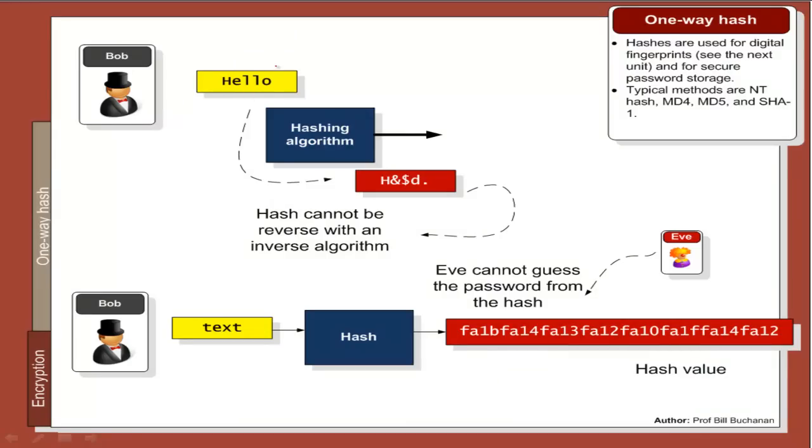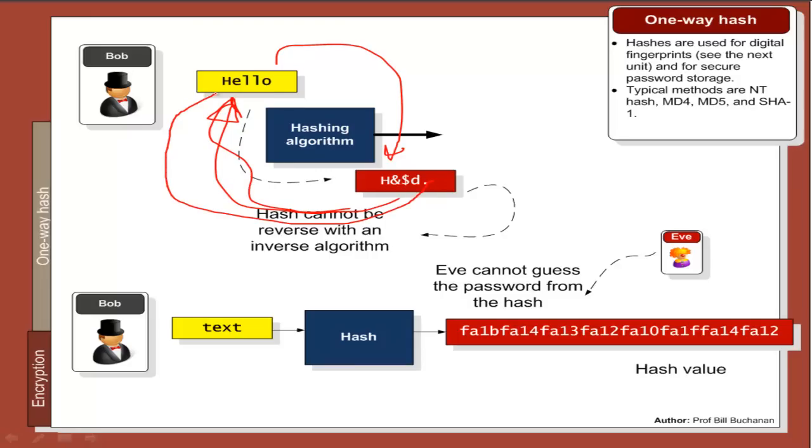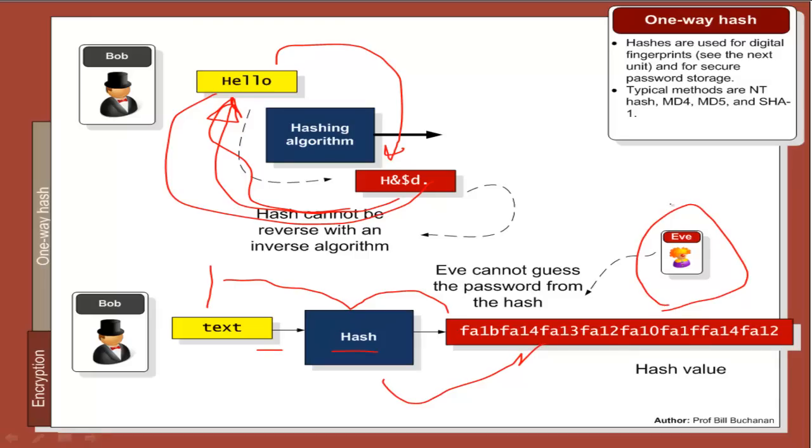Really what they are is a one-way function. Mathematically we can go one way, but we shouldn't be able to go back. There isn't a mathematical algorithm that takes us from the cipher text back into the plain text again. We often use this method when we're storing passwords, so they can't be viewed. In this case we take some text, we hash it, and then we get a hash value, so that Eve can't guess it. So we have NT hash, MD4, MD5, SHA-1 and so on.